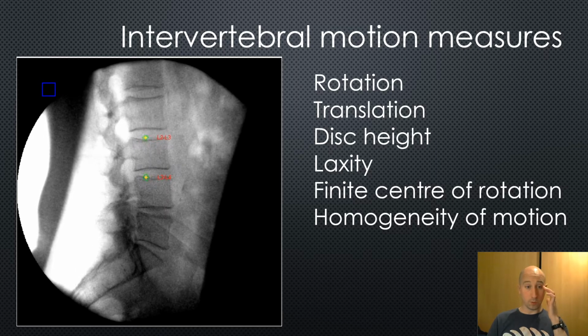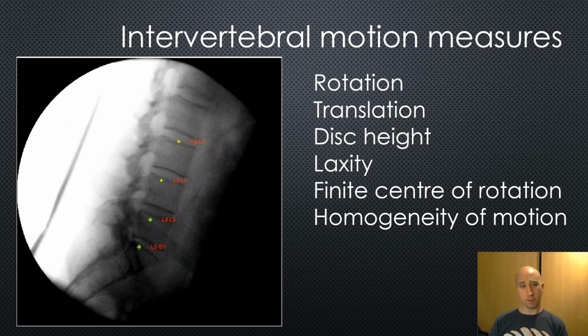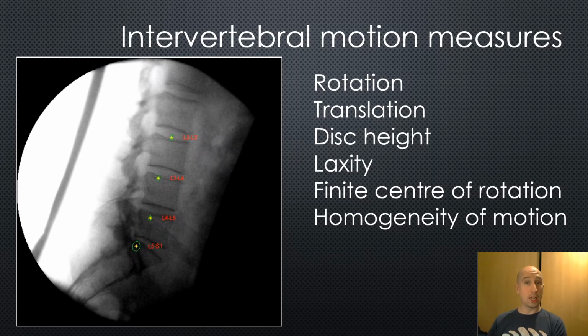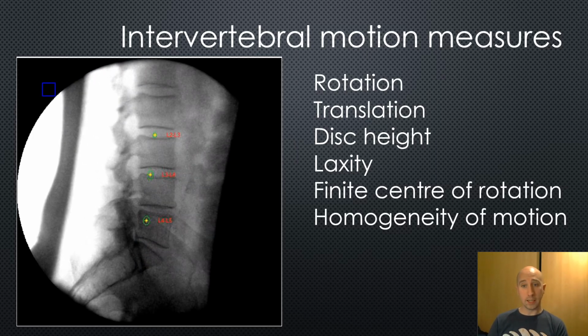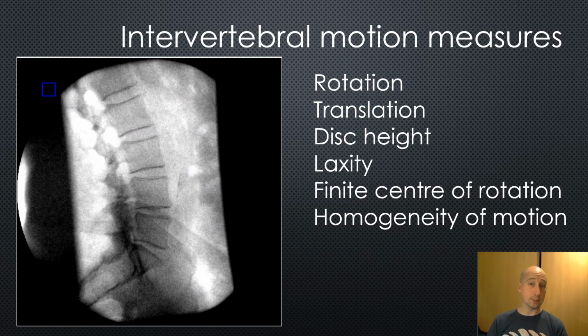And the last one, which we'll focus on a little bit here, is the homogeneity of motion, how the motion is shared across the spine. The reason being is that we've found this to be linked to mechanical low back pain.